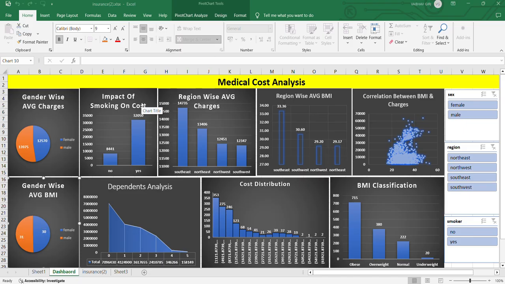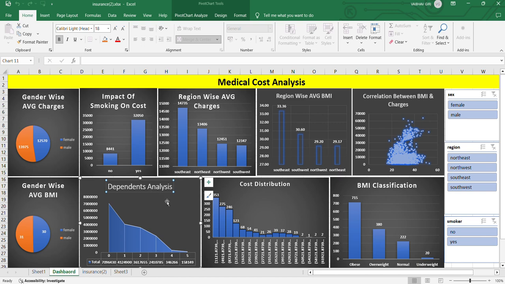Now we have the impact of smoking on cost. We analyzed how smoking affects medical charges. The average medical cost of a smoker was 32,550, whereas the average cost for a non-smoker was 8,441, which clearly indicates that smokers pay almost four times more in medical bills than non-smokers. This shows the huge financial burden of smoking on healthcare cost.